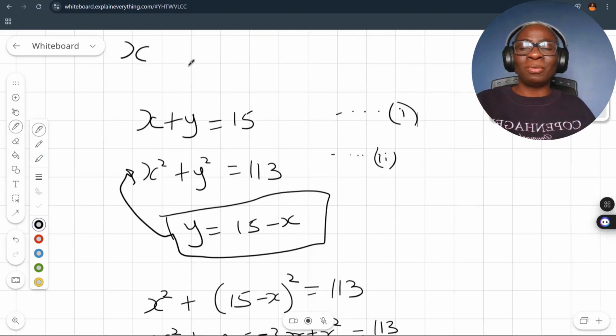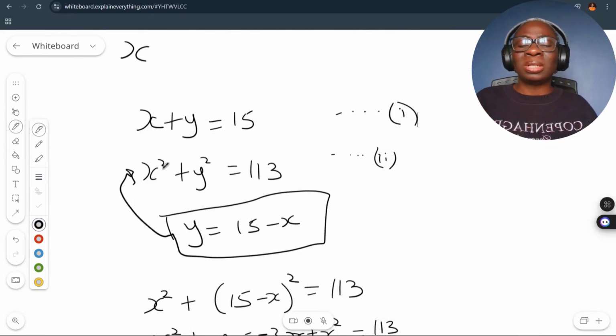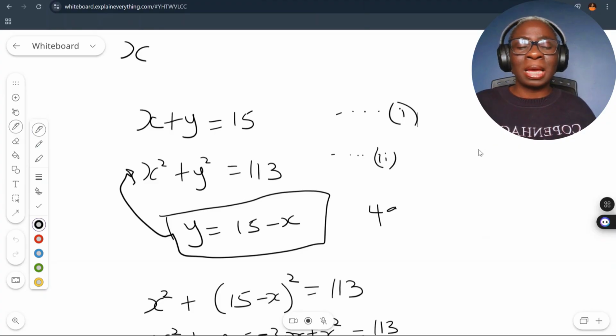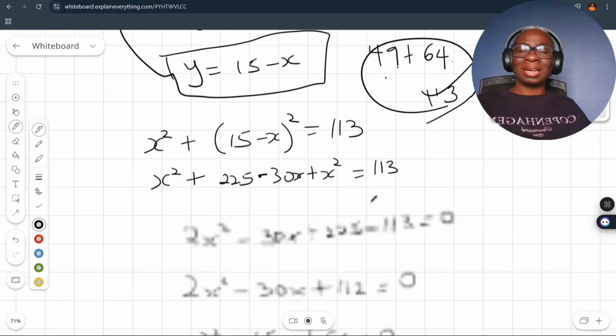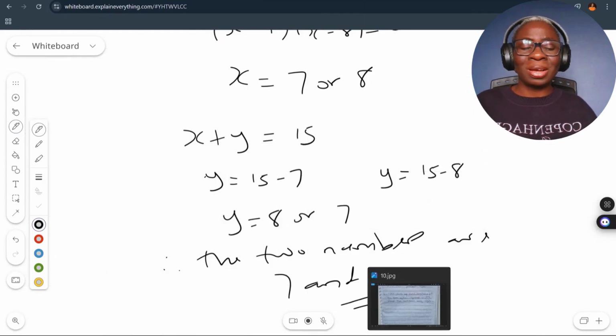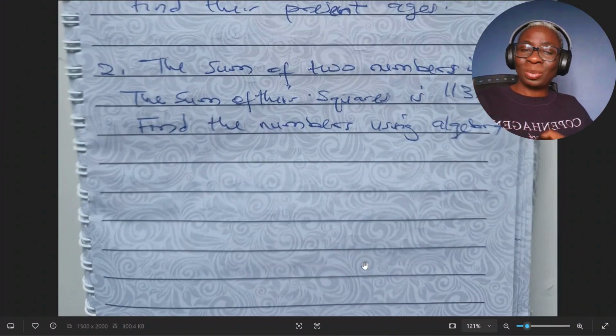When we add 7 plus 8, it will give 15. Then what is 7 squared? 7 squared is 49 and 8 squared is 64. So when we add 49 and 64, we get 113. So correct, our answer is correct. So that is how to solve this type of word problems.